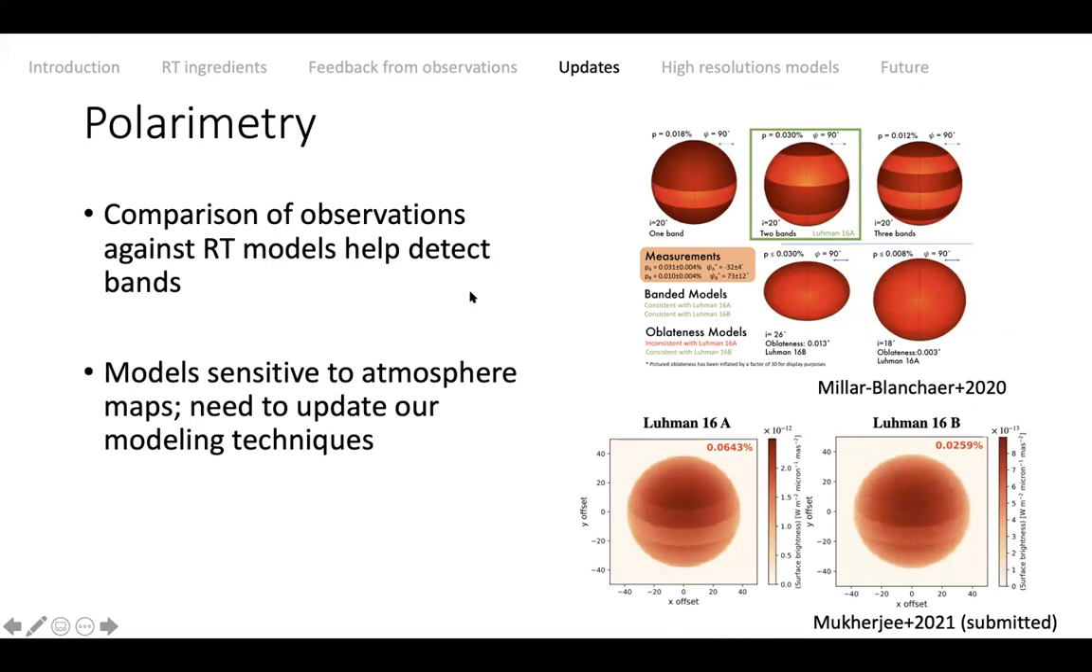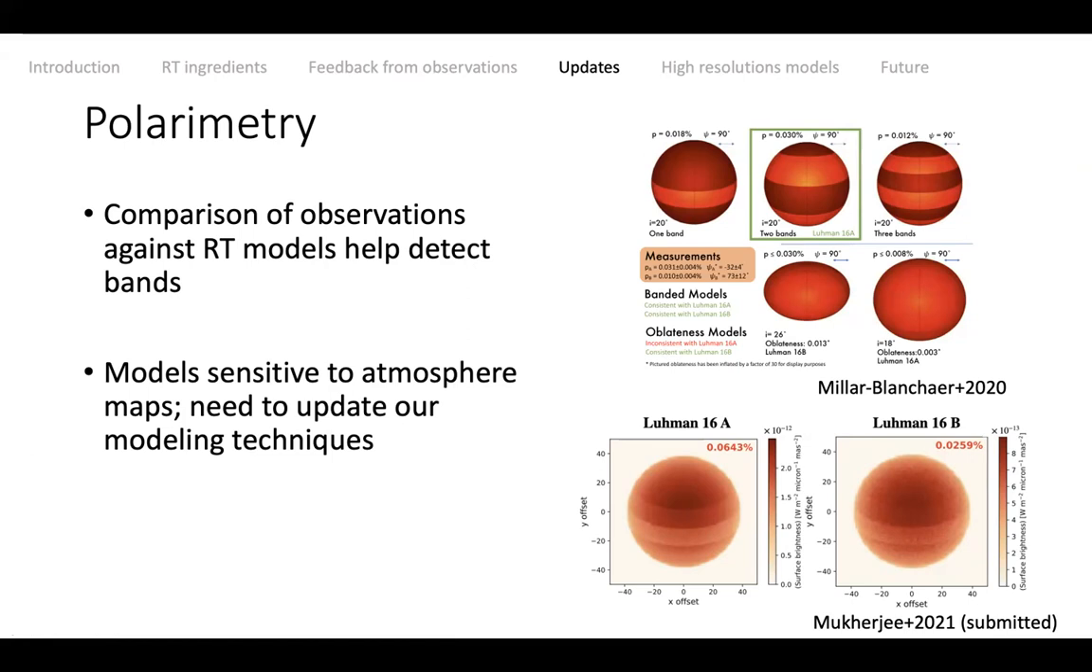But we are also learning now, with the data improving, that we need to improve our models as well. And one note of caution came recently from a paper submitted by Mukherjee and collaborators this summer, where they saw that the traditional approach we have been taking, running a radiative transfer code, producing our polarized spectra, and then blending them in maps like the ones you see up here in order to produce the disk-integrated spectrum of a brown dwarf, needs to be done with caution.